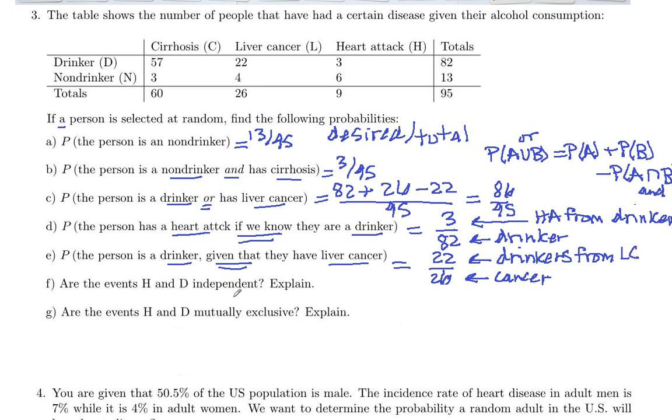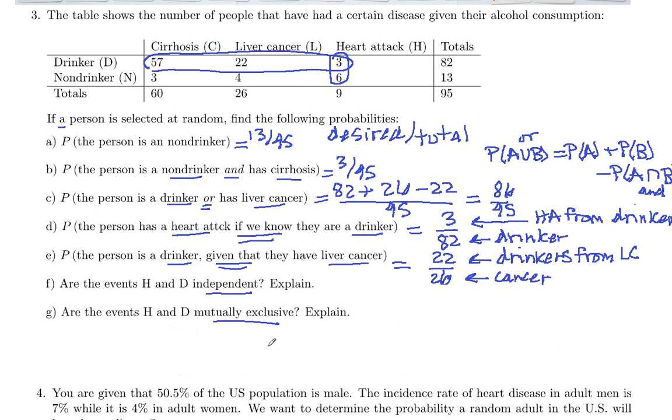Are the events H and D independent? So H is heart attack and D is drinker. So are they independent of each other? Do they have an effect on each other? And then are H and D mutually exclusive?